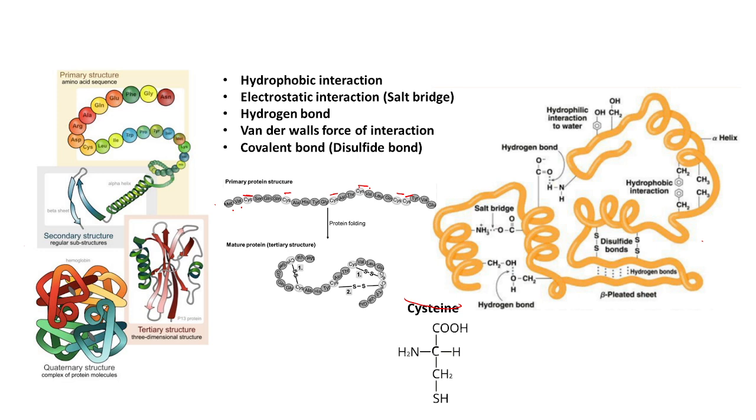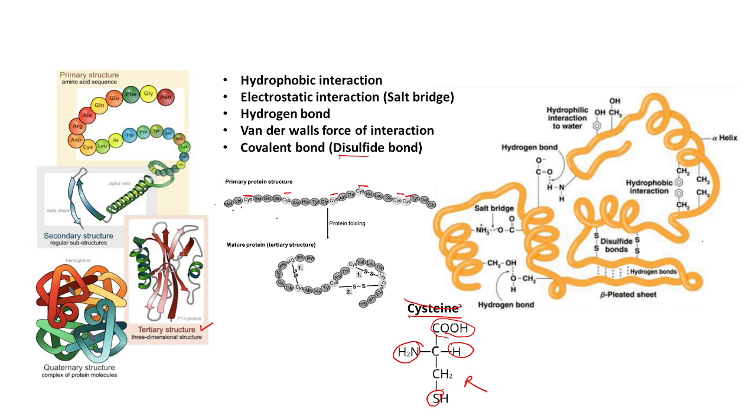When protein folding occurs, the shape changes to form the tertiary structure, and here the bond is called the disulfide. Disulfide means a disulfur group is present. In the cysteine structure, it is the amino acid, with the amino group, the carboxylic group, the hydrogen, and the R group, and in the R group sulfur is present.